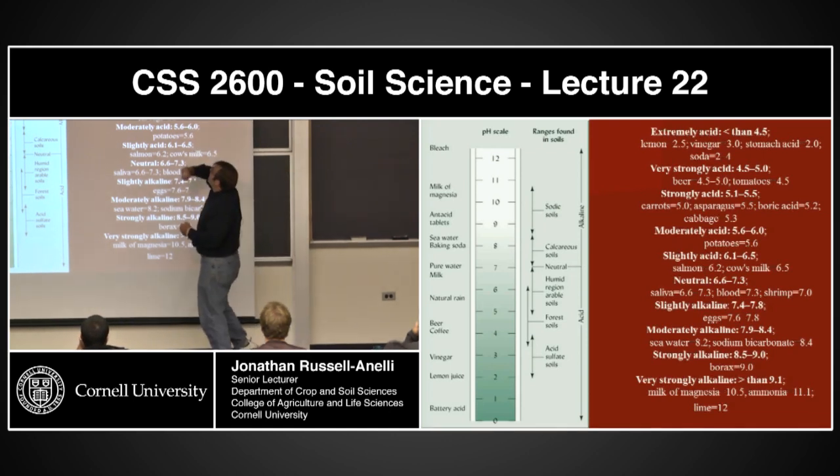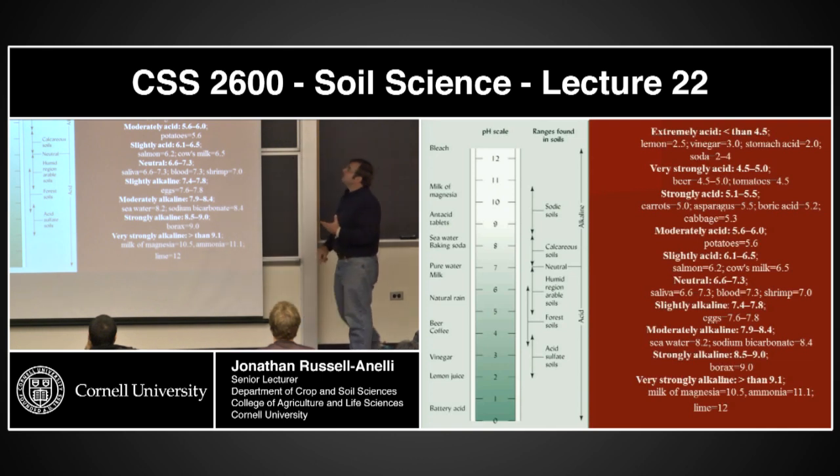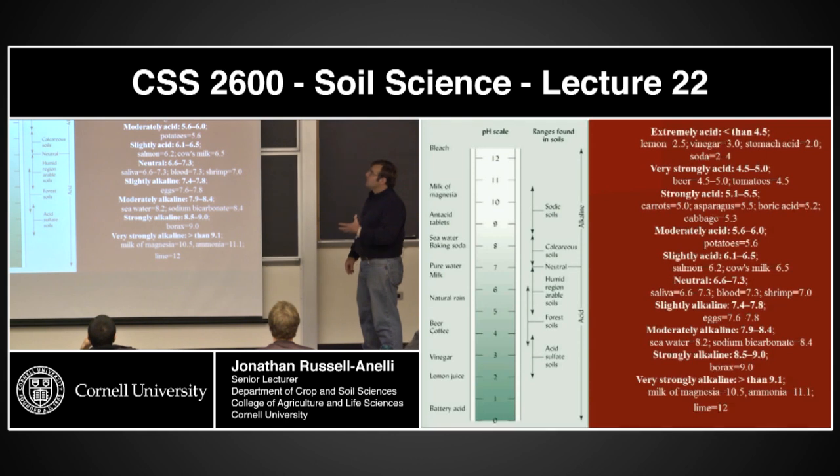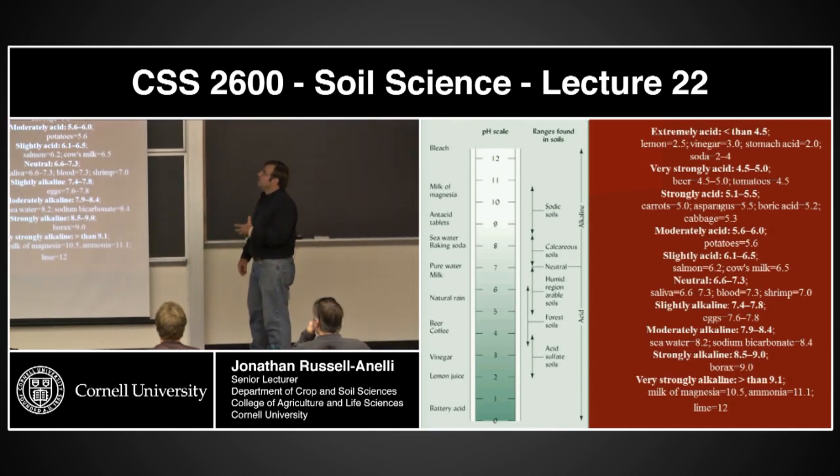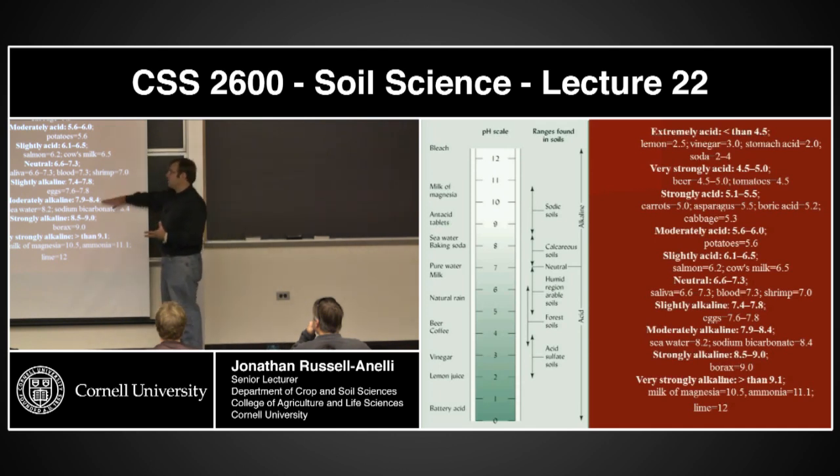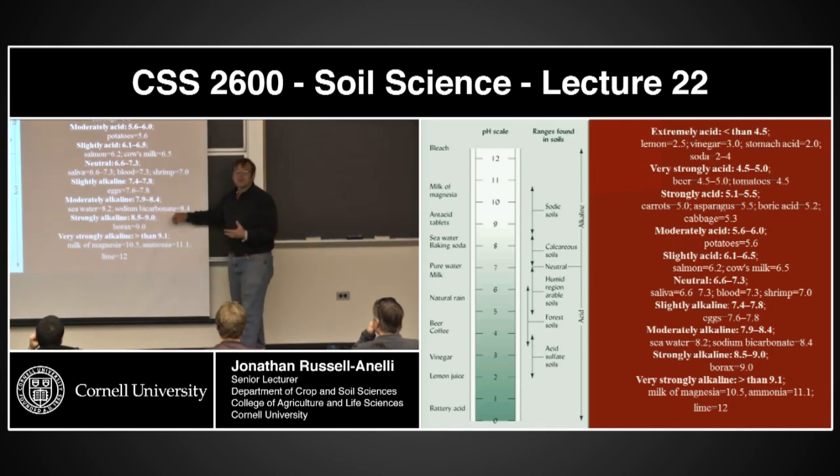All right, at the extremely acid end, you're looking at less than 4.5. You're looking at things like vinegar, stomach acid, soda. Okay, very strongly acidic, 4.5 to 5. You're looking at beer, tomatoes. Okay, as you move your way down through this system, you get to moderately alkaline, 7.8 to 8.4. You're looking at seawater, sodium bicarbonate. This is one of the reasons why we take sodium bicarbonate to settle our stomachs. When we have acid reflux or something like that, we throw this in, it neutralizes the acid that's in our stomach, brings it back down to more neutral. Not that our stomachs are not acidic as they are already.